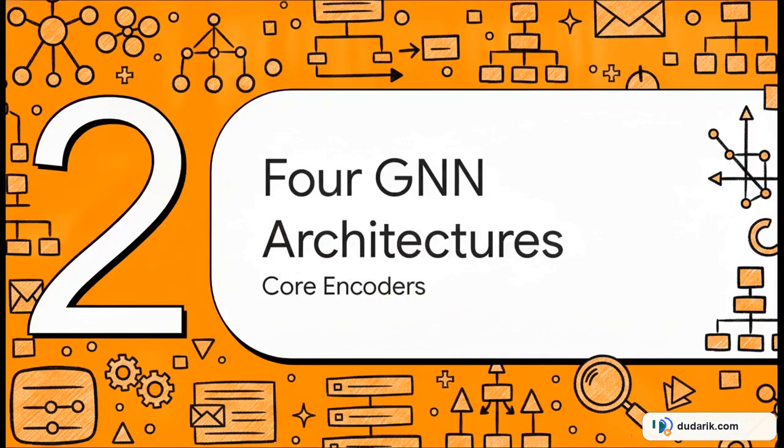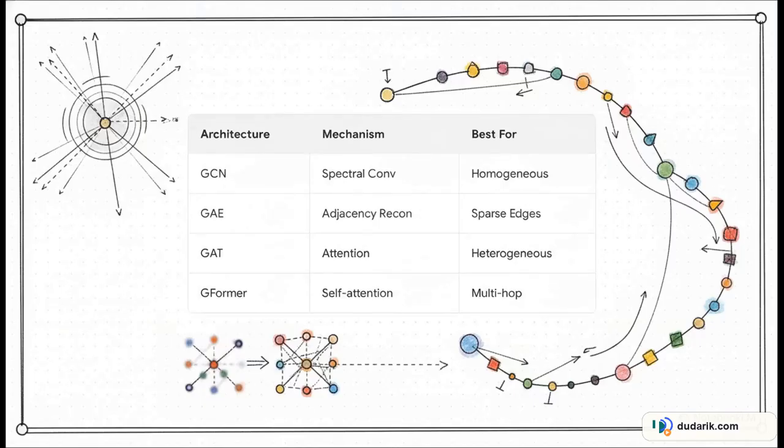Moving on to Part 2, the 4 core GNN architectures. Now, what's really interesting here is the taxonomy outlined in the recent survey. We have 4 primary encoder families. First up are GCN-based models, which use spectral convolution, which is essentially a way of mathematically blending features from neighboring nodes. Next, we have GAE-based graph autoencoders.